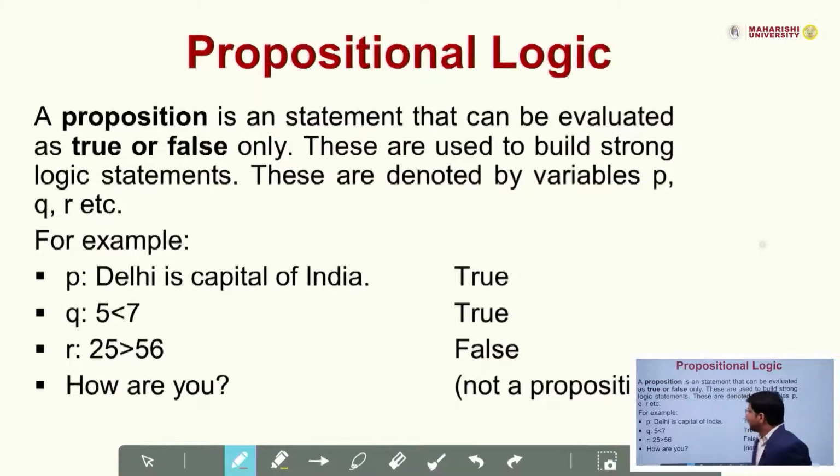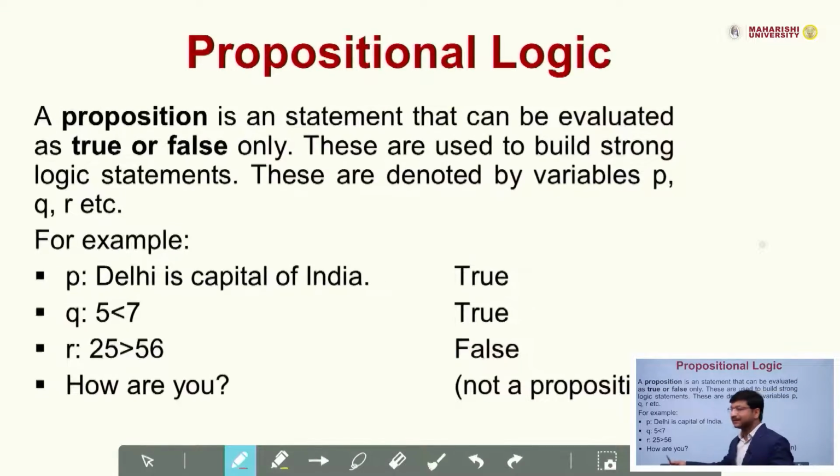For example, Delhi is capital of India. It is either true or false. It is true. Okay. 5 is less than 7. It is true, definitely. 25 is greater than 56. It is false. All these three statements are either true or false. Therefore these can be taken as propositional logic.